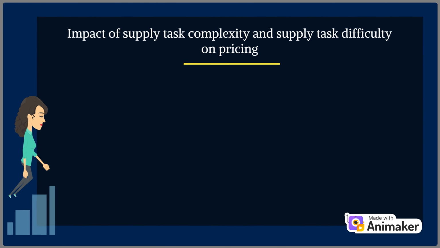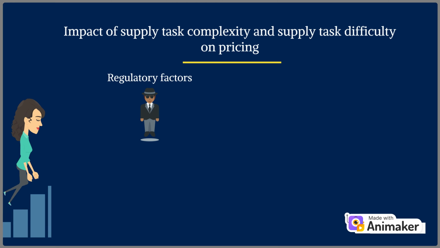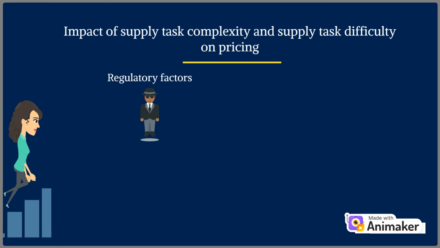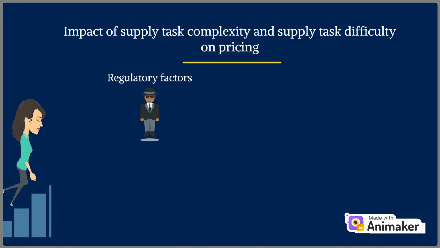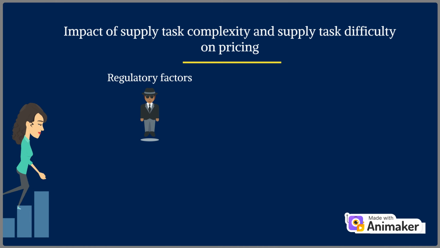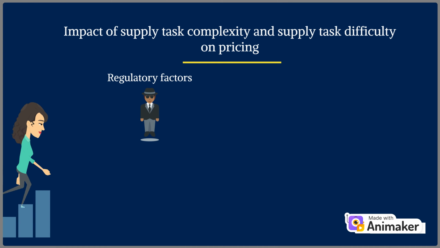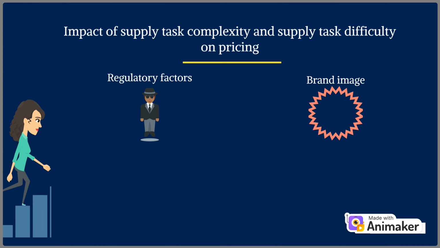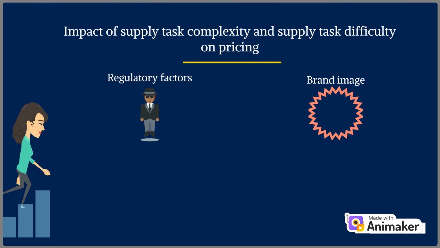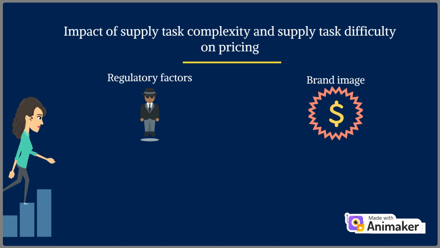Moreover, the impact on regulatory factors. Compliance with the rules and requirements associated with complex and difficult supply tasks will add to the costs that need to be considered in pricing decisions. Failure to comply with regulations may result in fines or legal effects. Then, we have brand image. When a brand of product or service has a good reputation for their expertise, it will automatically attract customers to buy it, even if the price is higher.